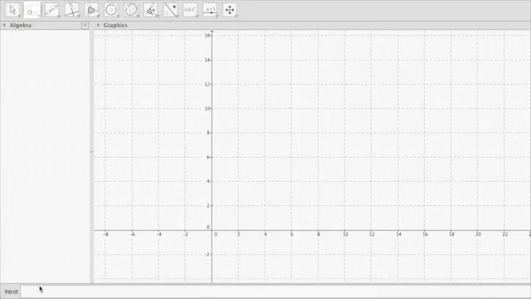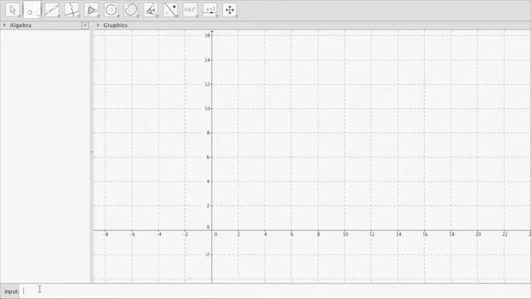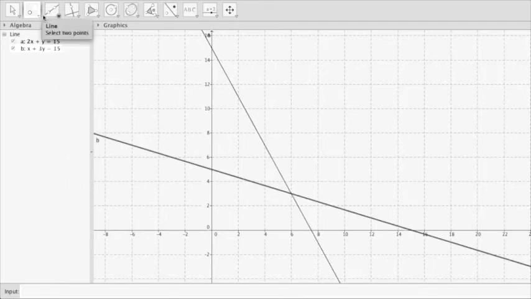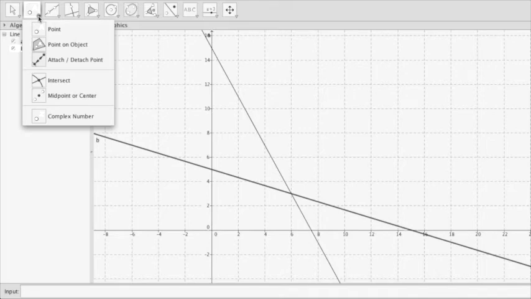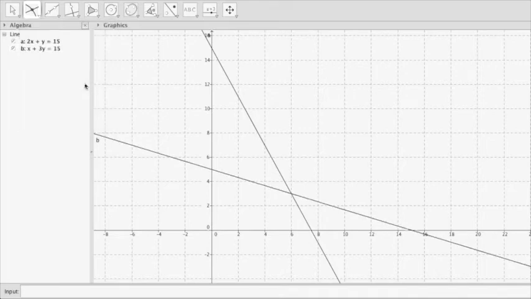We start by putting in our first equation down here: 2x plus y equals 15. Press enter. Do the same with equation number 2, which is x plus 3y equals 15, and then enter. Do like this and press intersect. Mark the lines to get point A, which is the exact point where the two lines intersect each other. It is also the answer to the equation. So, x is 6 and y is 3.